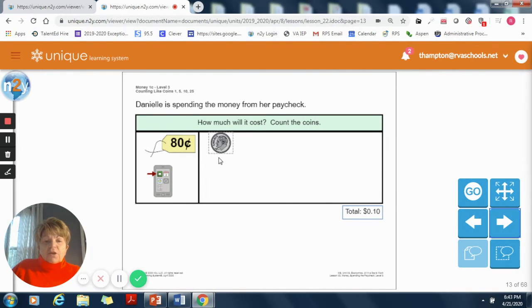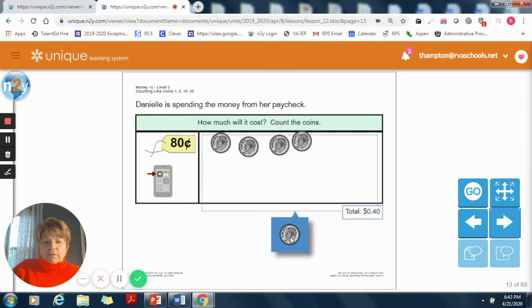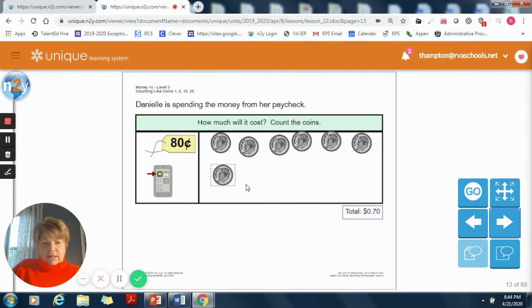Now, what is the value of this coin? 10. Very good. So we know that's worth 10 cents. 10, 20, 30, 40, 50, 60, 70, 80. Very good. And we know again that they're worth 10 cents.